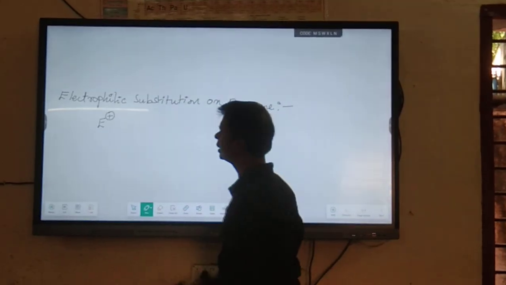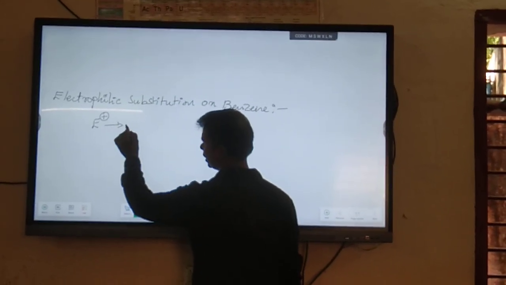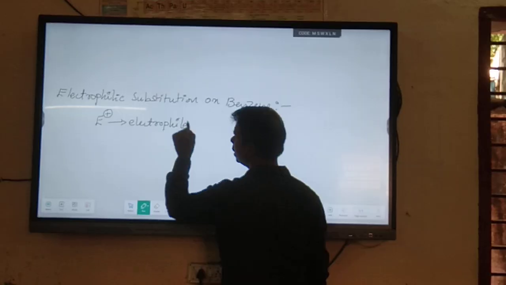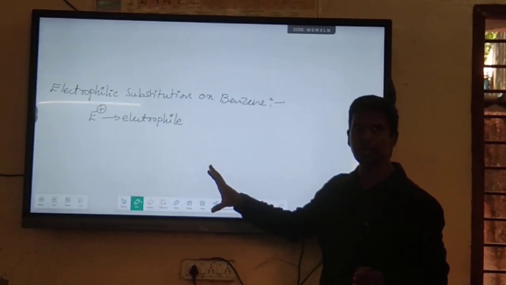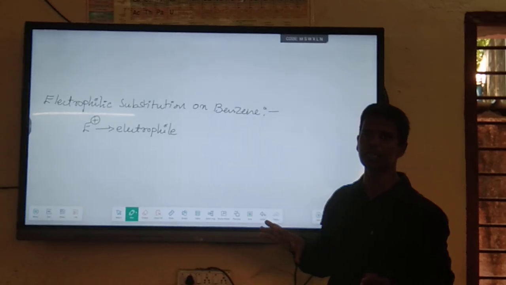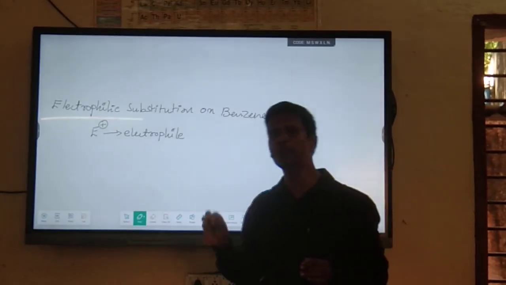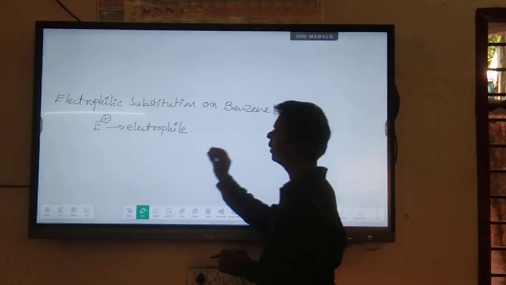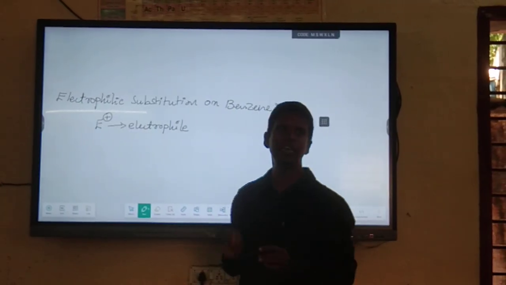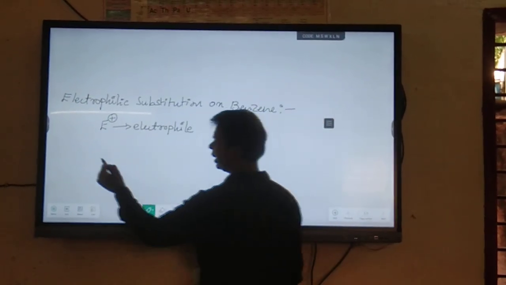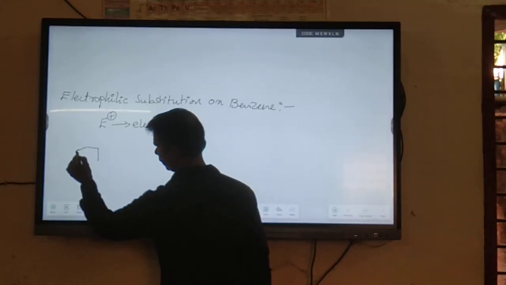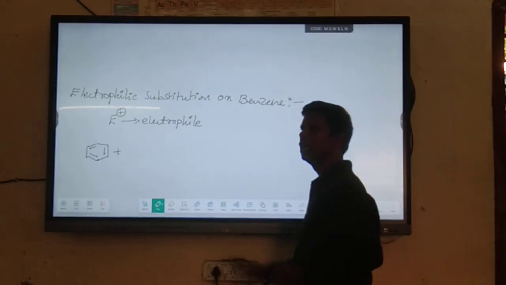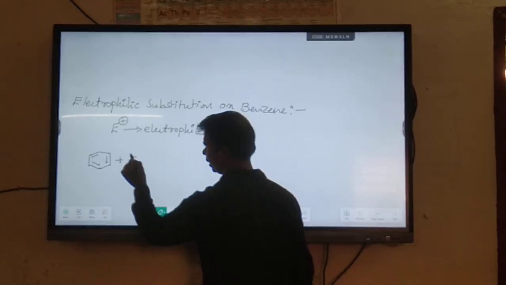So we will represent it like this, and this is called an electrophile. When electrophilic substitution occurs, it occurs where the electron rich position is there on any compound. The electrophile can be substituted on the electron rich position. For example, we take a benzene ring. So this is the benzene ring. Now the electrophile is here.